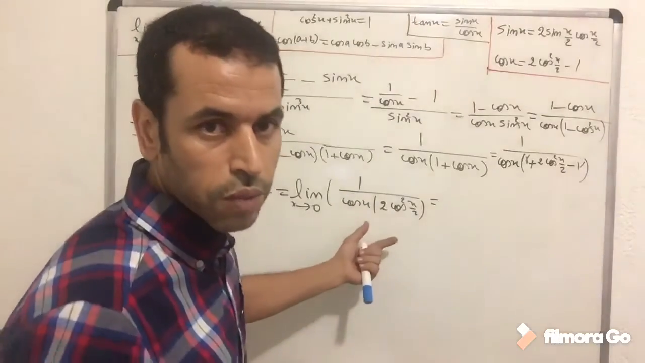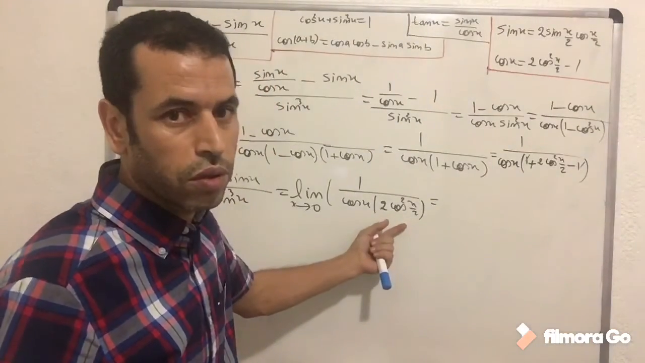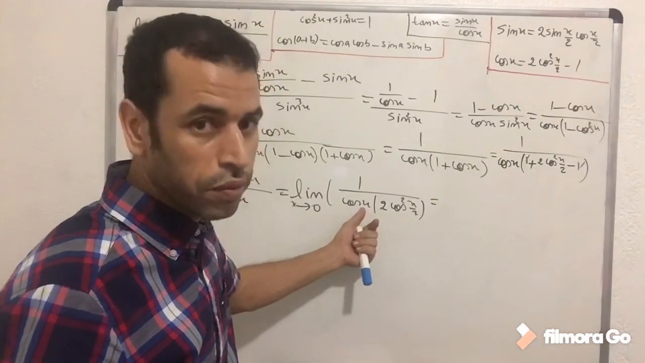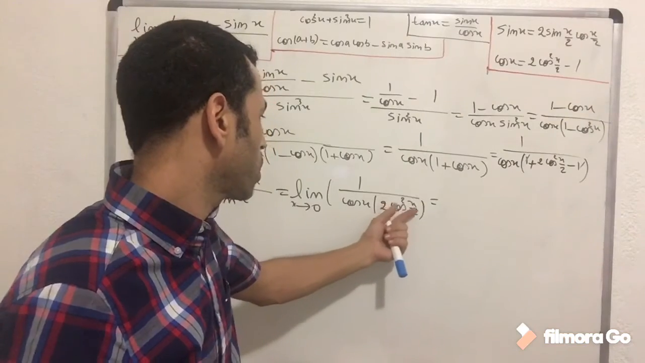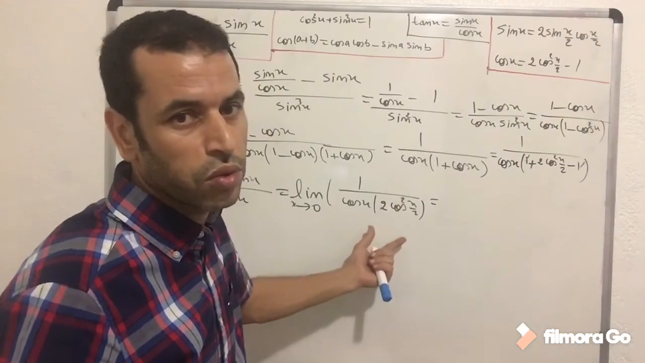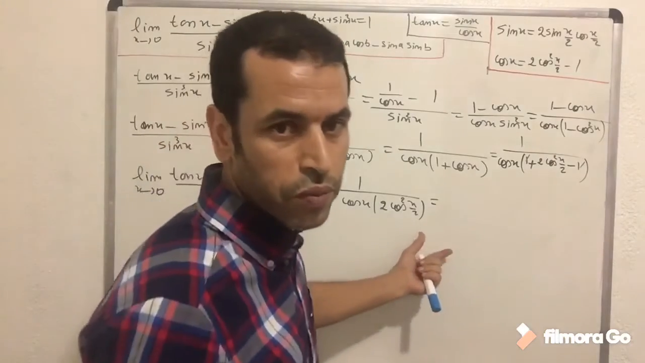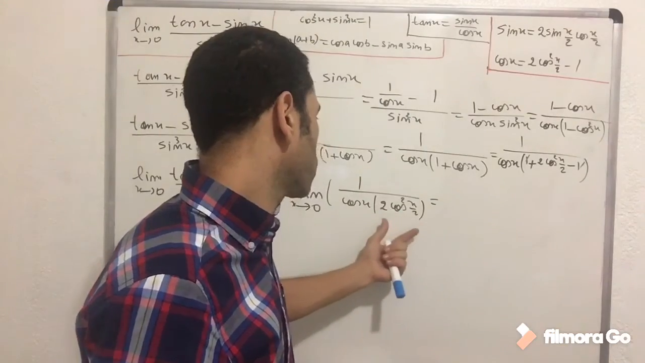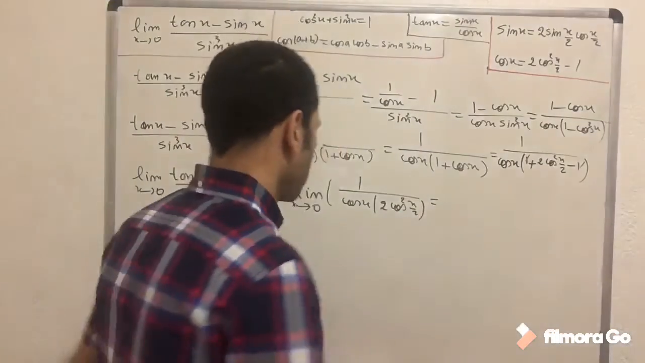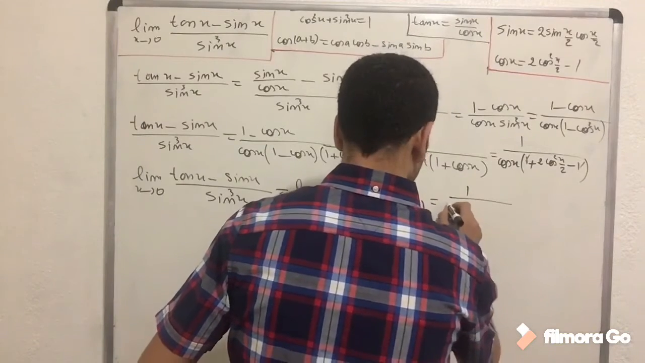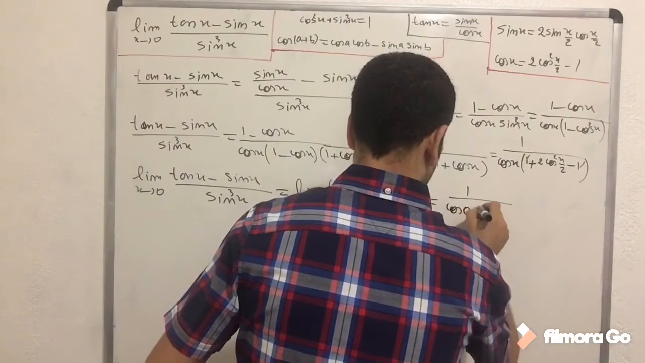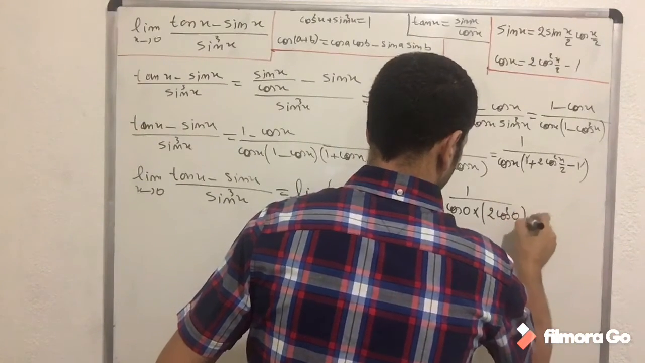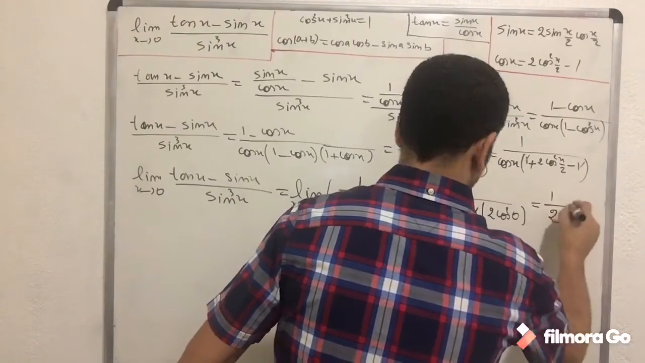Now just plug 0 into your limit. That's it. If you put 0 into the cosine, cosine of 0 is 1, multiplied by 2 cosine square of 0, and cosine square of 0 is 1. So always, cosine of 0, whatever the power is, equals 1, right? So 1 over cosine 0 multiplied by 2 cosine square of 0 is 1 over 2, right?